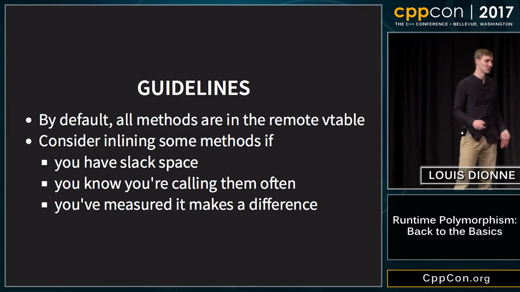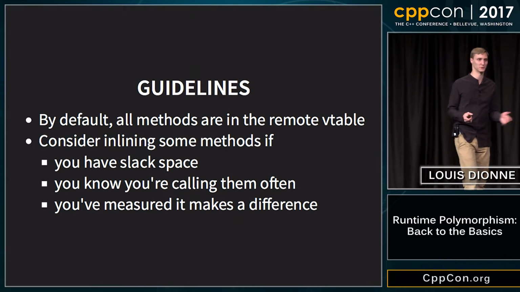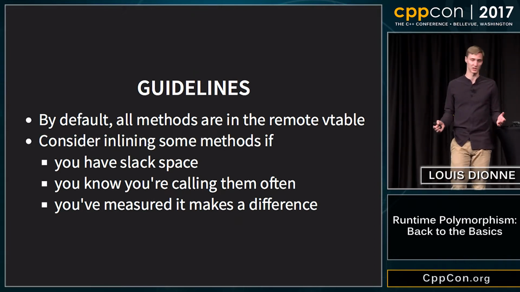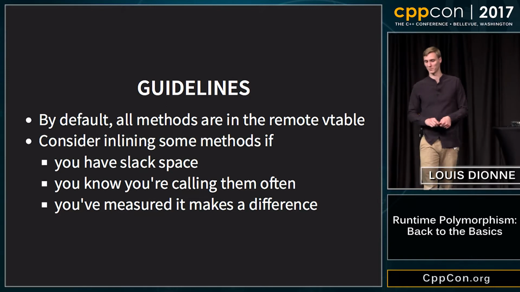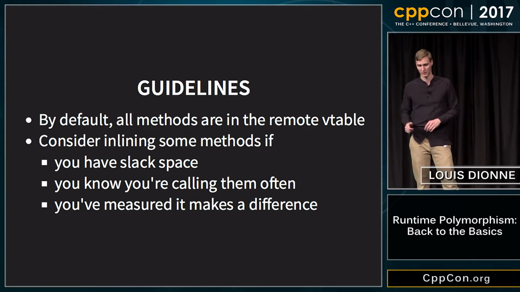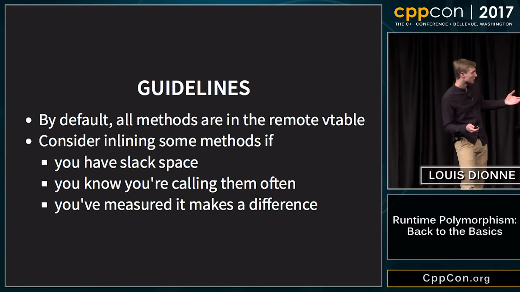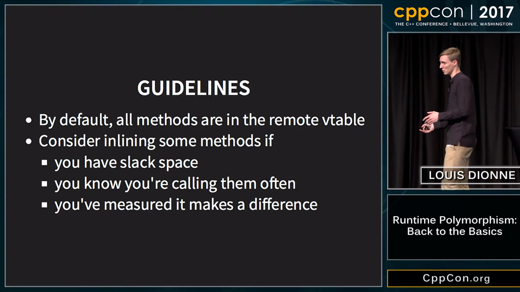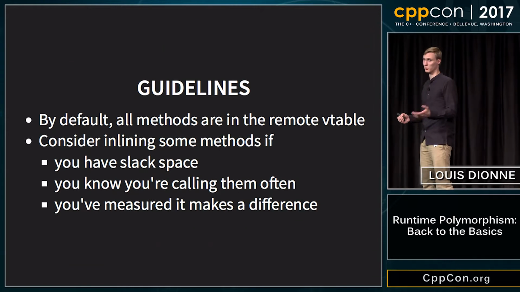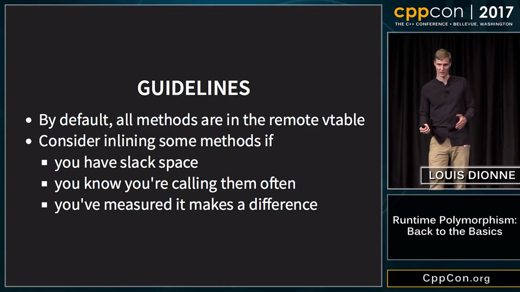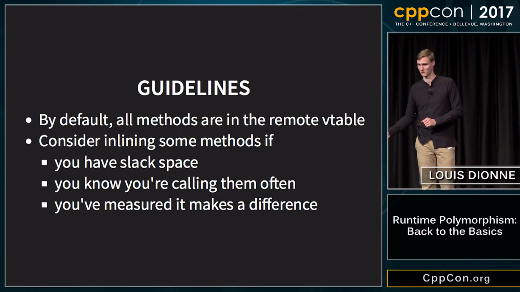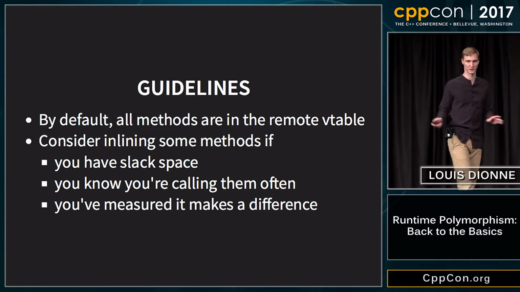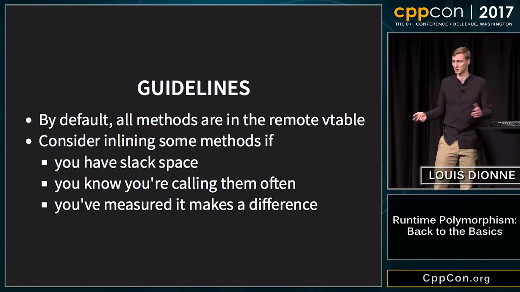So I think, as a guideline, by default, just don't bother with vtable inlining. It's probably not worth it. And it may actually not help. But you could consider inlining some methods if you know they're really hot, if you have some space in your object you don't care about, and if you've measured that it actually makes a positive difference. Otherwise, just don't bother. It's probably not worth it. But it's still an interesting thought experiment.